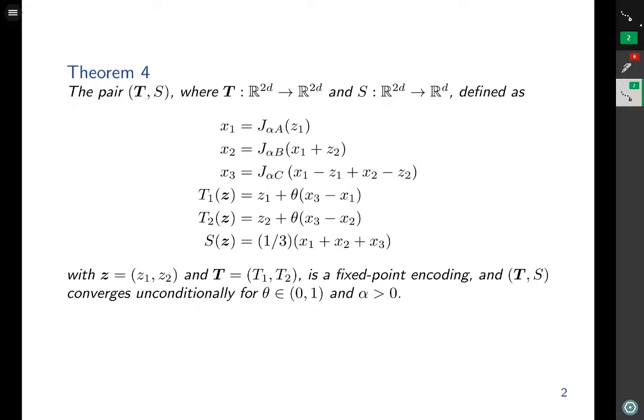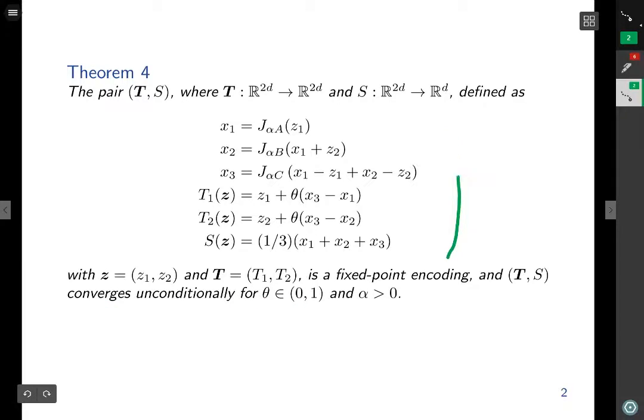The pair T, S, where the fixed point mapping T is a mapping from R^2d to R^2d, and the solution mapping S is a mapping from R^2d to R^d, defined by these equations, is a fixed point encoding. And furthermore, this fixed point encoding converges unconditionally for theta between 0 and 1 and alpha positive.